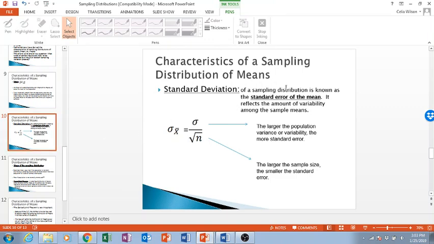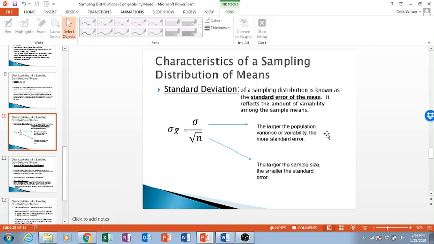We also have an idea about the standard deviation. So the standard deviation of a sampling distribution, of course they changed the name on you, it's known as the standard error. And it reflects the amount of variability among the sample means. All right, so, and I made some notes here. If you look at the standard error of the mean formula, and think about this, you may have to come back to this and think about it. But the larger the population variance or variability, the more standard error, okay?